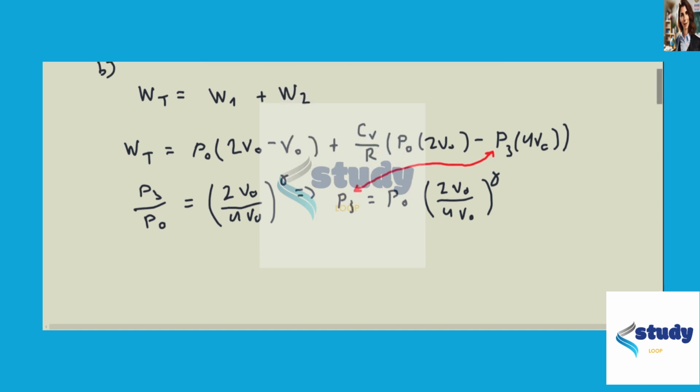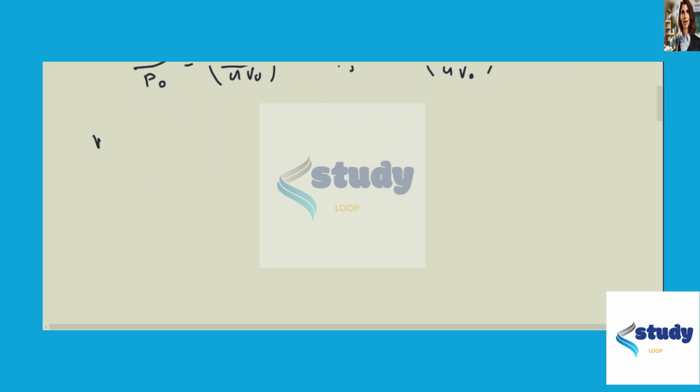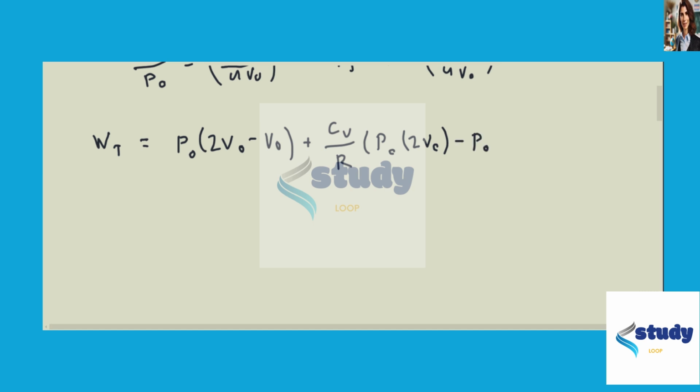And when we do this, since we are asked to find the overall expression for this case, WT equals P0 times 2V0 minus V0, plus, over R, P0 times 2V0 minus P0 times 2V0 over 4V0 to the power gamma, times 4V0.